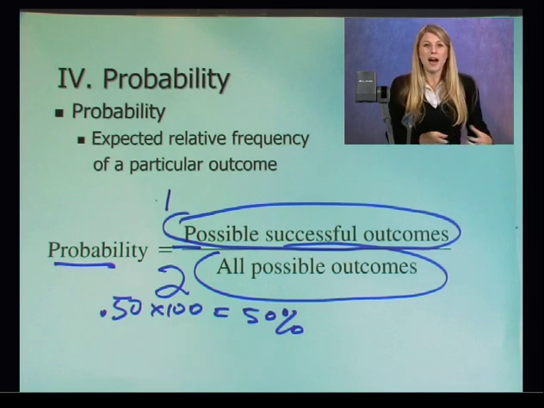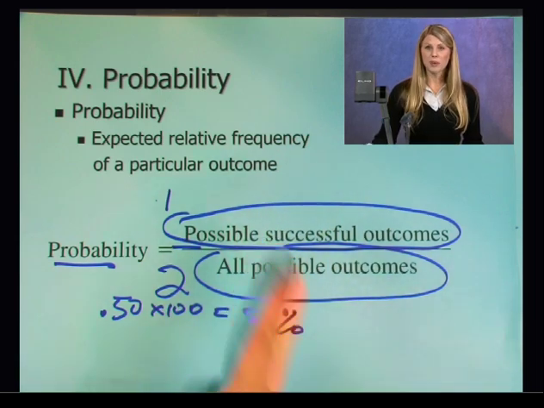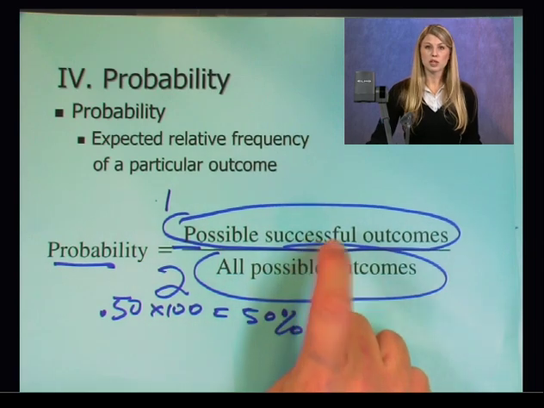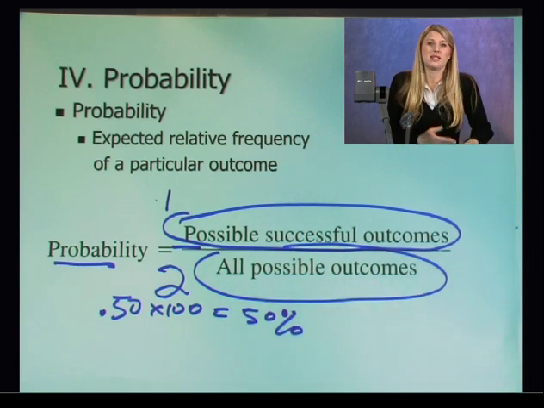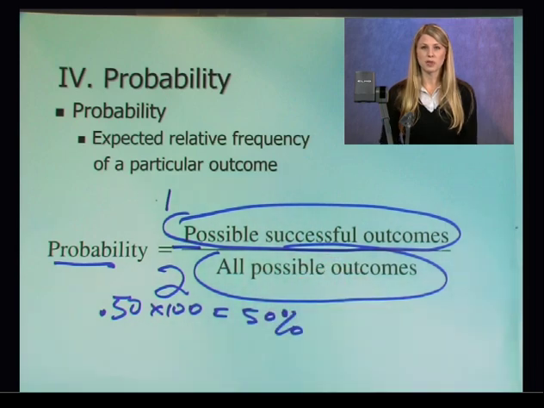People go, oh, I've had 5 boys. The probability of me having another girl, or another boy, is really slim. Not the case. Still 50-50. It's the number of successful outcomes. And by successful outcomes, we just mean the outcome you're looking for, the outcome that would fit that category. Heads. I could have said tails was successful, and it would be the other way around, still 50%. So this is the probability.